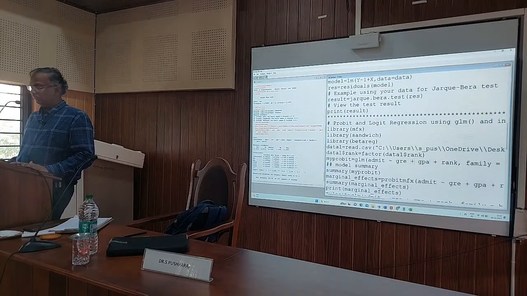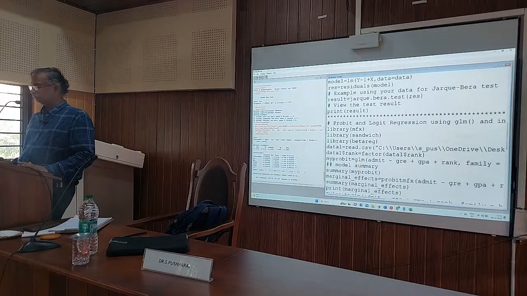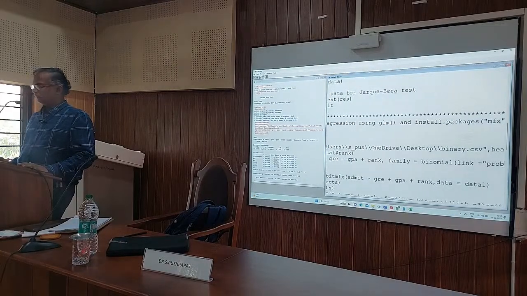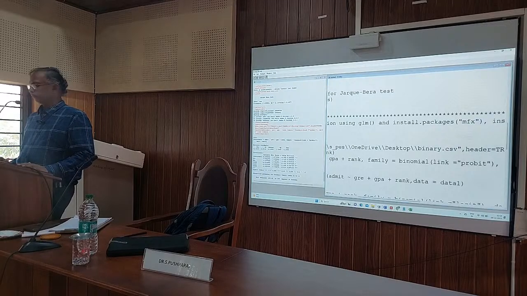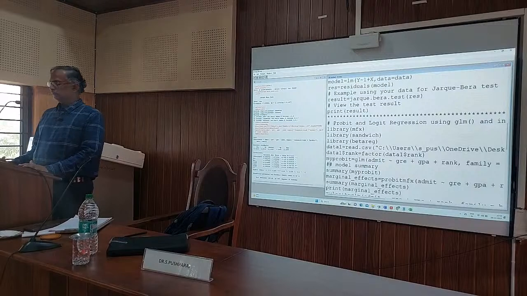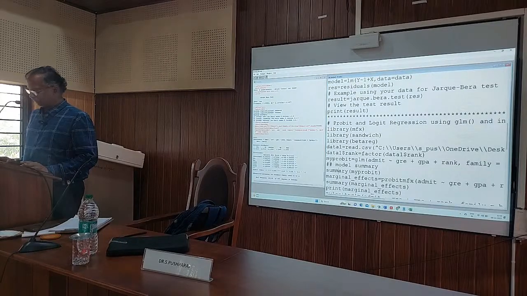So admit is the dependent variable, and GRE, GPA, and rank are the independent variables. The link is probit, binomial link probit. Our usual data. With this specification, I was able to run the probit model. Now the probit model is estimated, and I am trying to get the summary of this probit model.